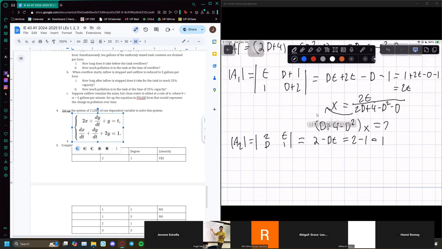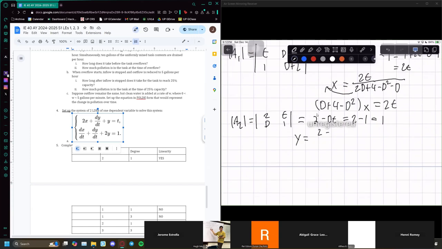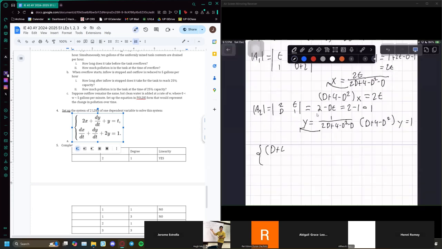And then same logic here, since y is equal to A2 over A, it's just 1 over 2d plus 4 minus d squared minus d. Transfer it. We get 2d plus 4 minus d squared y equals 1. And then this is going to be your system. d plus 4 minus d squared x equals 2t. d plus 4 minus d squared y equals 1. So awesome.